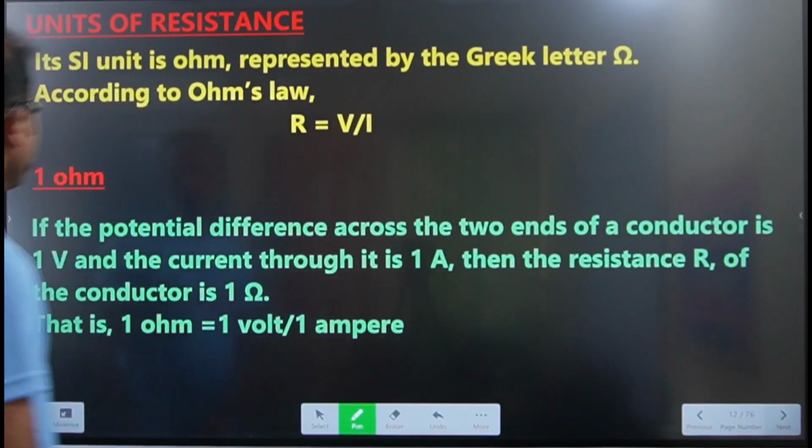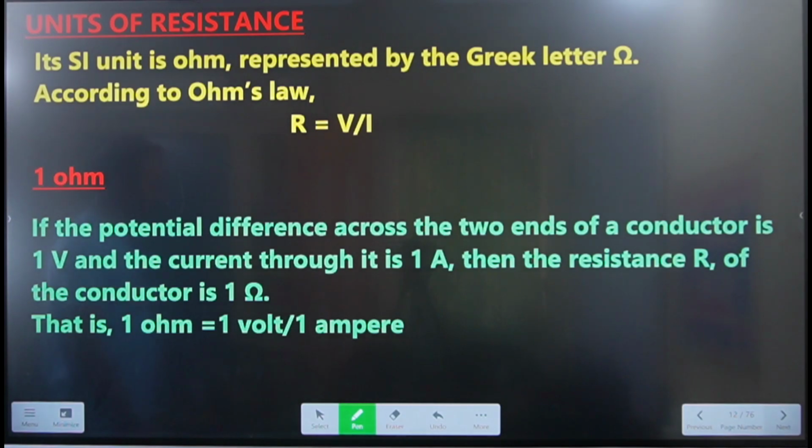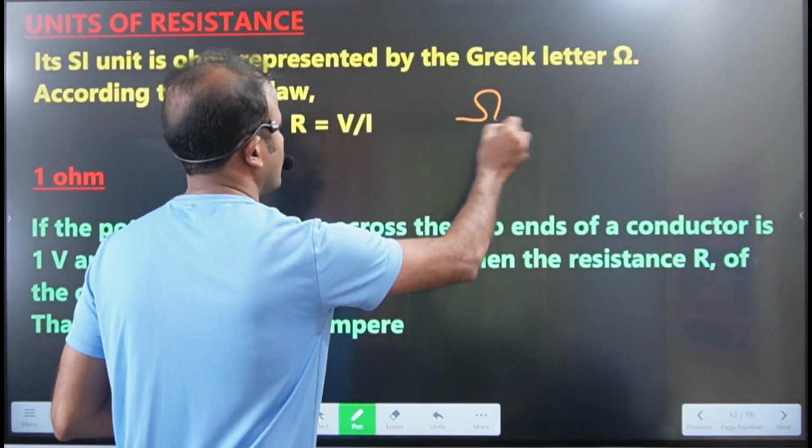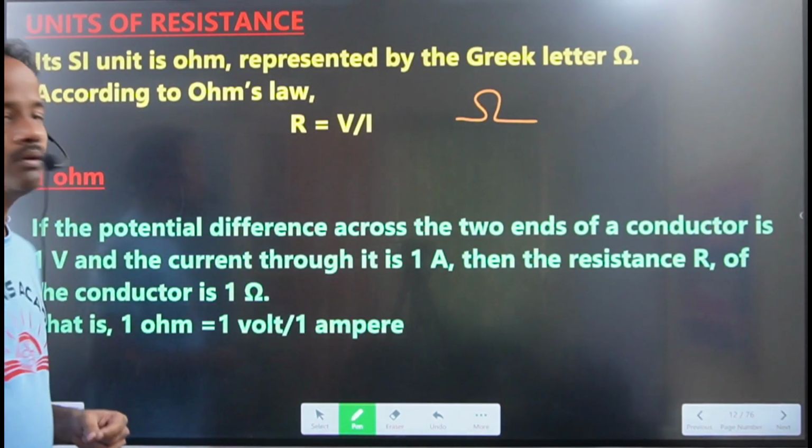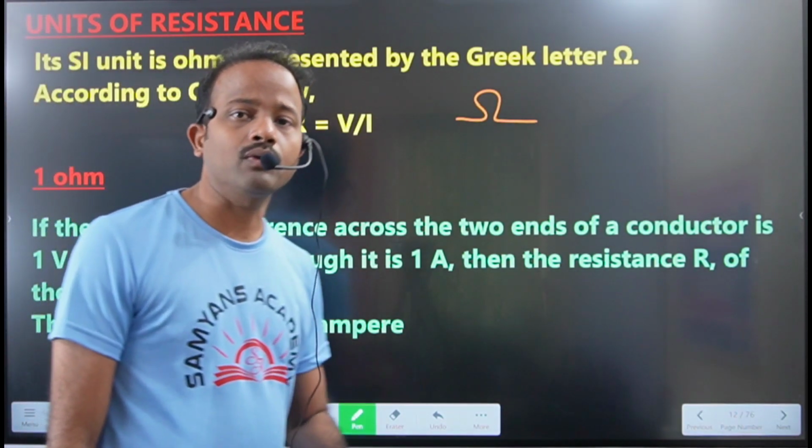Now, units of resistance. How do you find the units of resistance? Its SI unit is ohm, represented by the Greek letter omega. According to Ohm's law, R equal to V by I.